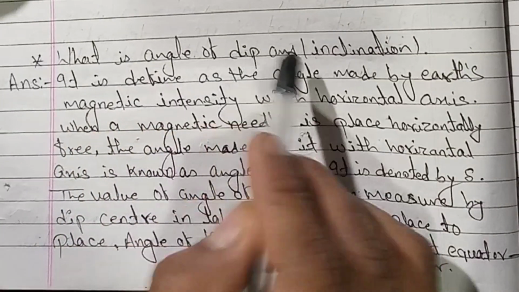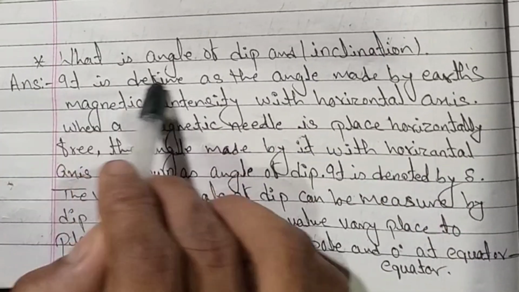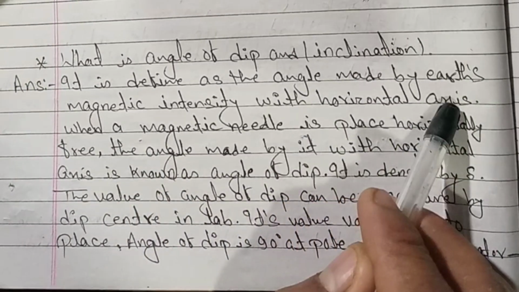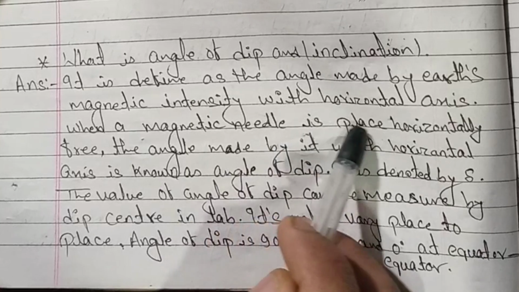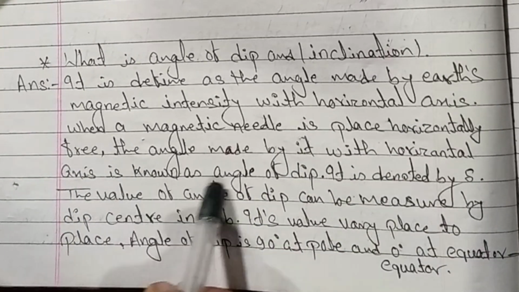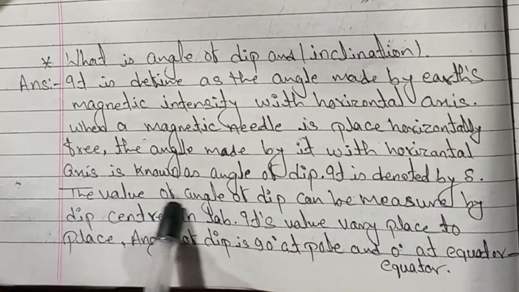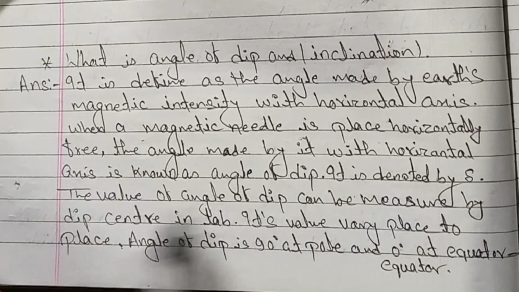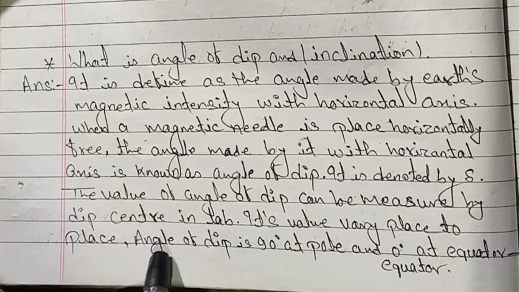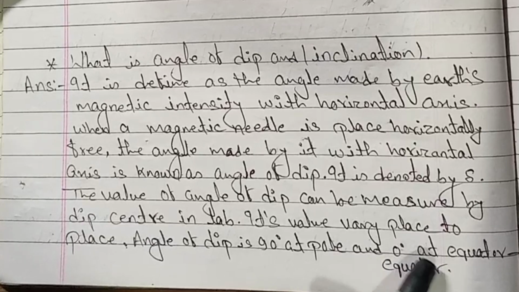What is angle of dip or inclination? It is defined as the angle made by Earth's magnetic intensity with the horizontal axis. When a magnetic needle is placed horizontally and free, the angle made by it with the horizontal axis is known as the angle of dip. It is denoted by delta. The value of the angle of dip can be measured by a dip circle. Its value changes from place to place. Angle of dip is 90 degrees at the pole. Angle of dip is 0 degrees at the equator.